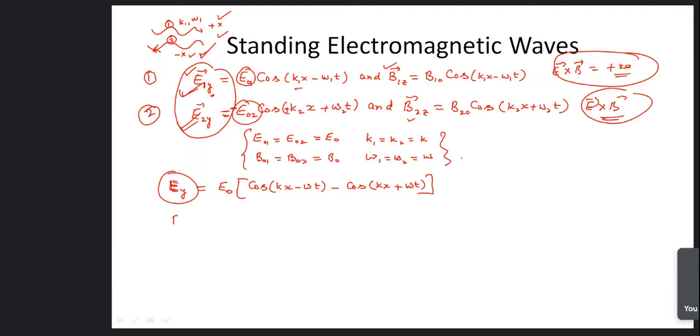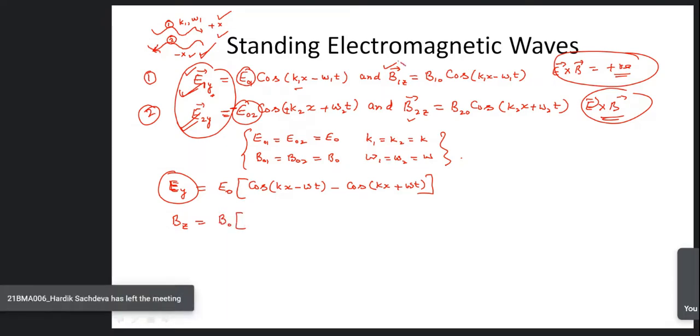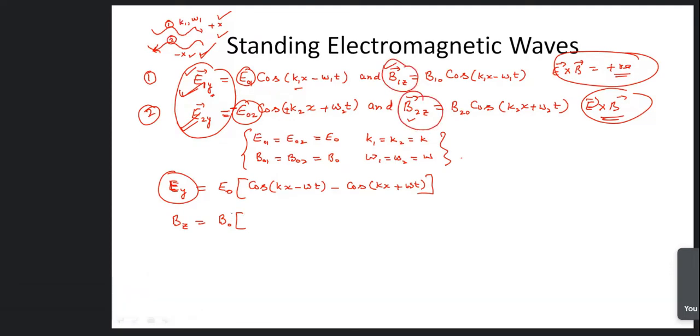And similarly, you can write the resultant magnetic field due to superposition of two waves traveling in opposite directions. That is the superposition of these two, where B naught is the same for the amplitude of both waves, and then it is cos kx minus omega t, plus cos kx plus omega t.